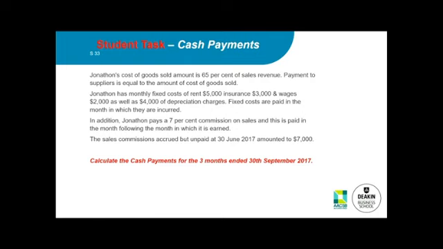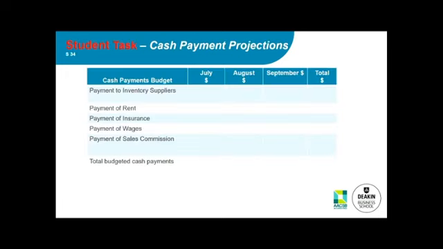Okay? We have a little bit of time. I'll give you 5 minutes to go through this question and put this in this table. So we have a table where we have payments to inventory suppliers, payments for rent, insurance, wages. Think about depreciation, whether you need to include depreciation, payment of sales commission, and total budgeted cash payments there. So I'll give you a couple of minutes, maybe 5 minutes or so. Try to fill in this table. And don't forget that some payments will be affected by the delayed effect, right? They don't happen in the same month. For example, sales commission is delayed by 1 month.